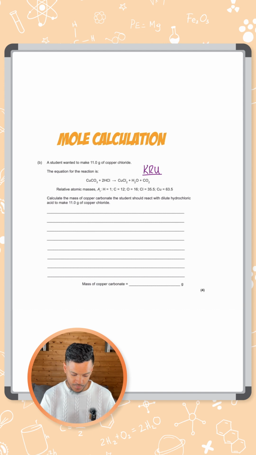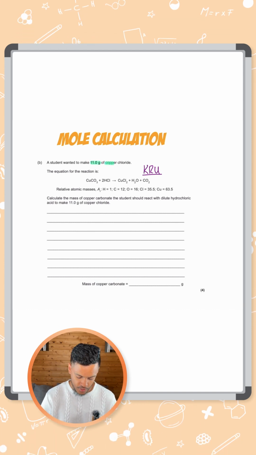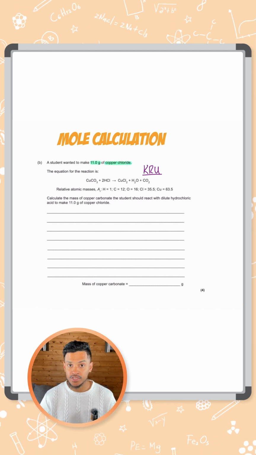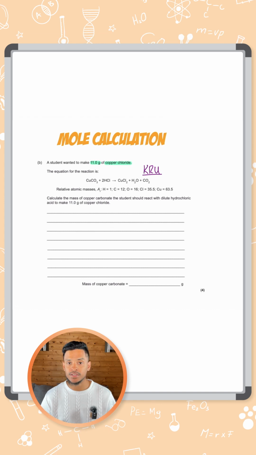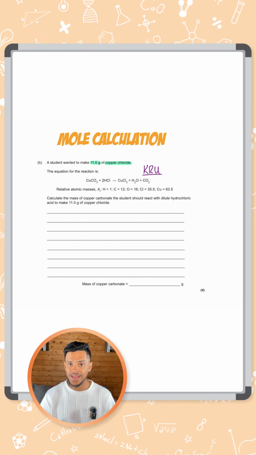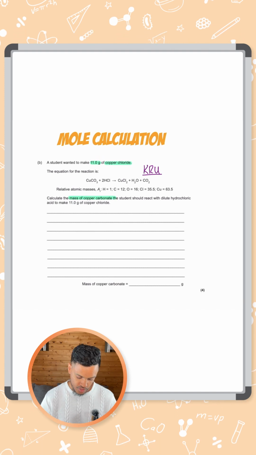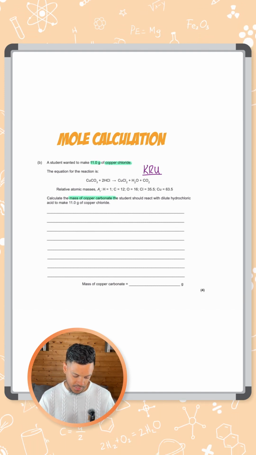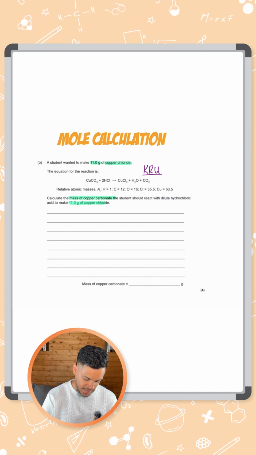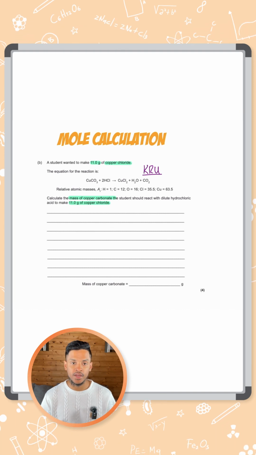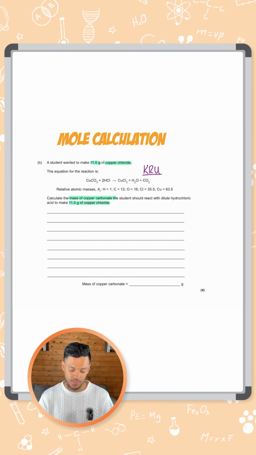A student wanted to make 11 grams of copper chloride, and they've given an equation for that. They've also given us all the relative atomic masses of the relevant elements here, and they've said calculate the mass of copper carbonate the student should react with the dilute hydrochloric acid to make 11 grams of copper chloride. This is a calculating mass question.